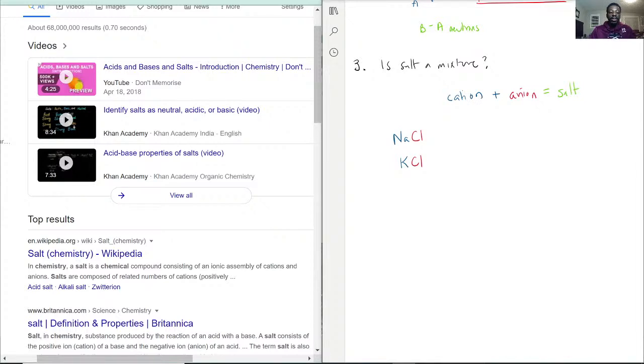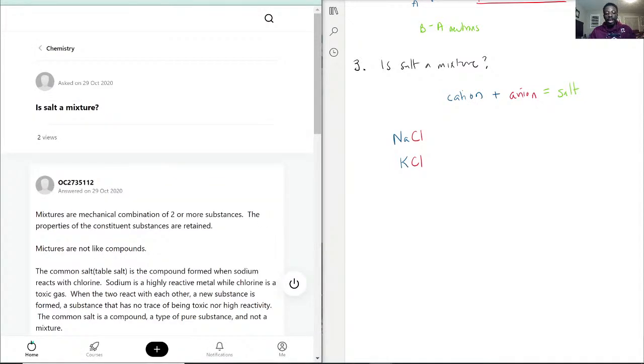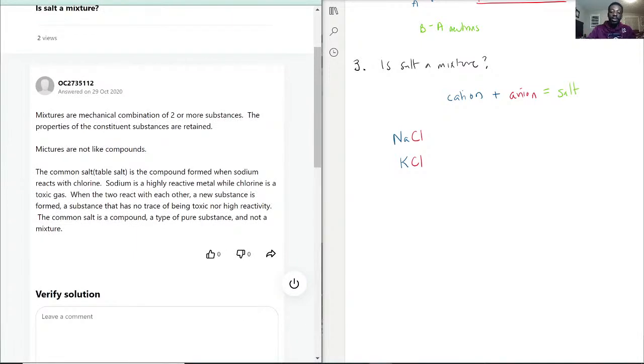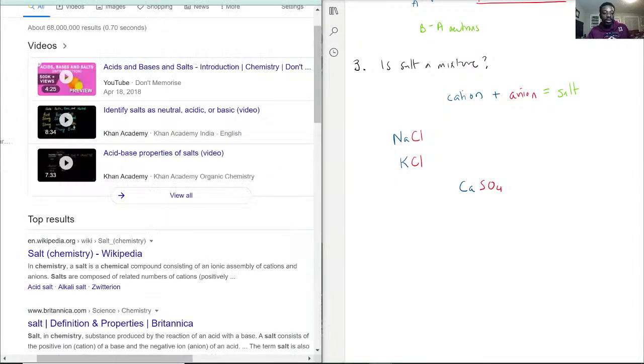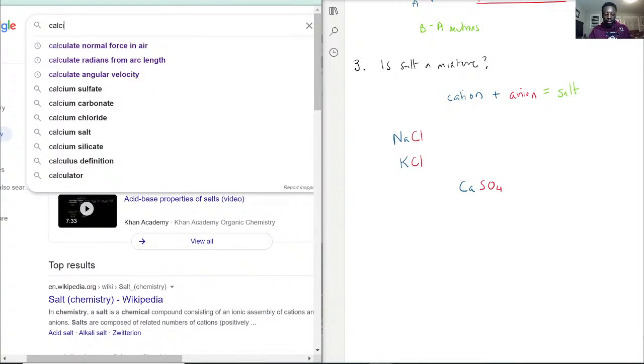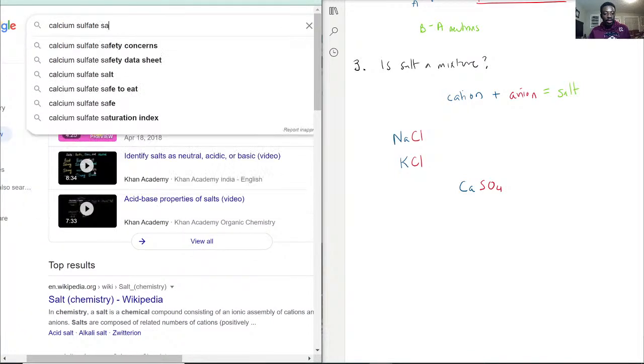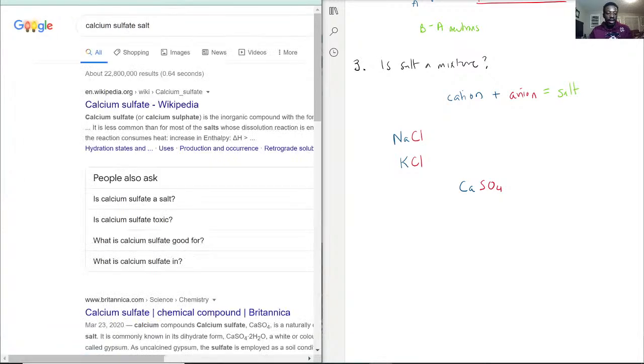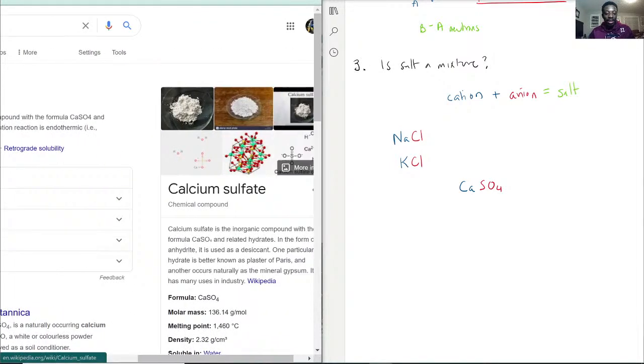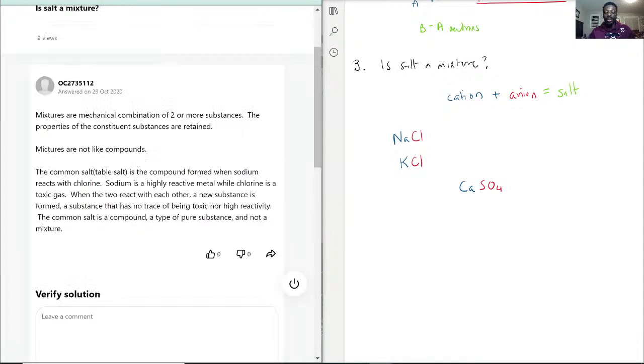Okay, plus anion. So the reason why I say that is because, exactly, NaCl is a salt, KCl is a salt, CaSO4 is also a salt. I'm trying to remember, it's SO4. Yep. Calcium sulfate, that's also salt. In fact, let me check here. Calcium sulfate salt. And people are asking if it's safe to eat. Probably not. But yeah, CaSO4, that's also salt.